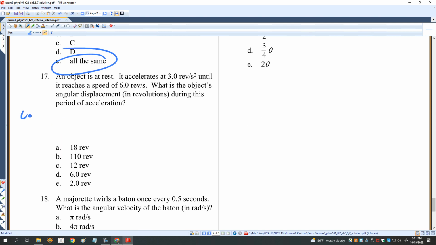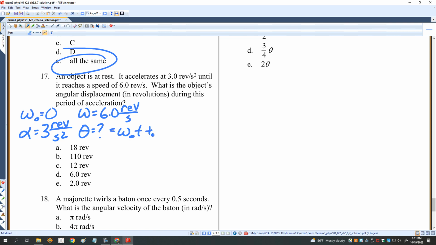Object is at rest, that means omega naught is equal to 0. It accelerates at 3 revolutions per second squared until it reaches a speed of omega final equals 6 revolutions per second. What is the angular displacement equal to? And notice I don't have to change the SI units because everything's in revolutions already, and so I can just keep it in that.